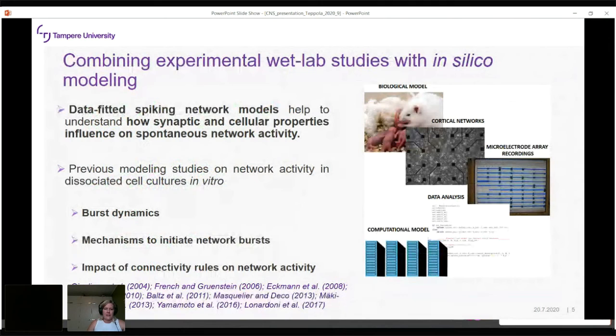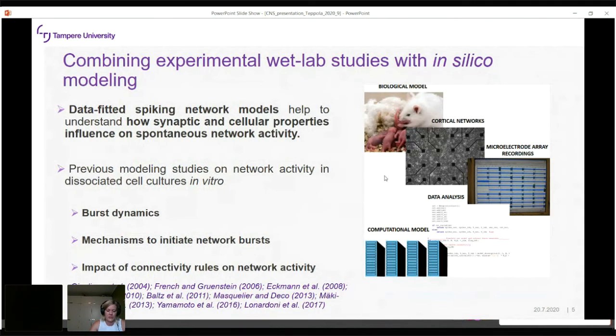Because the mechanisms underlying early network activity are not well understood, it's necessary to construct realistic in silico models fed with experimental in vitro data. These data-driven models help us to understand how synaptic and cellular properties affect the network burst activity. By constructing models and modifying their parameters, we can explore which underlying mechanisms are necessary to reproduce the different types of activity regimes observed in vitro recordings.